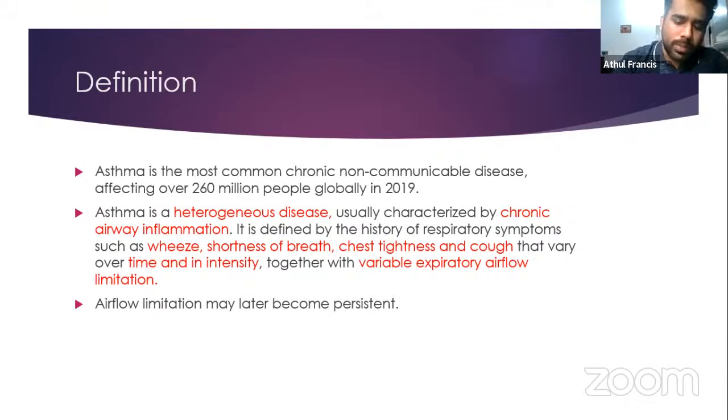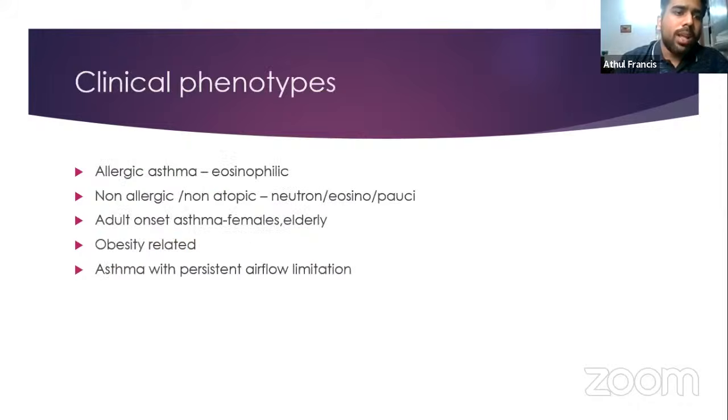So this definition has been taken from GINA 2021 guidelines. So always remember, it's a chronic inflammatory condition and the symptoms vary over time and intensity, and it has a variable expiratory airflow limitation. Now, what are the clinical phenotypes? As we are discussing bronchial asthma, there are different phenotypes, and most of us are aware of something called allergic asthma.